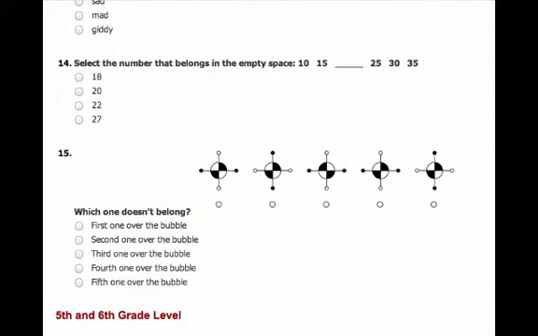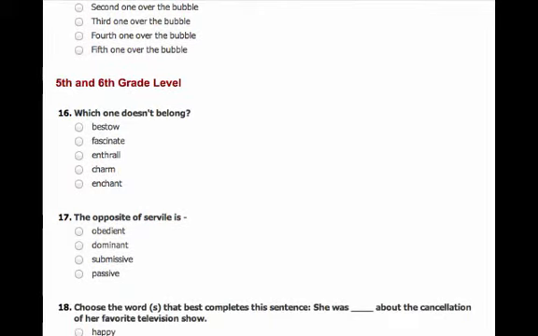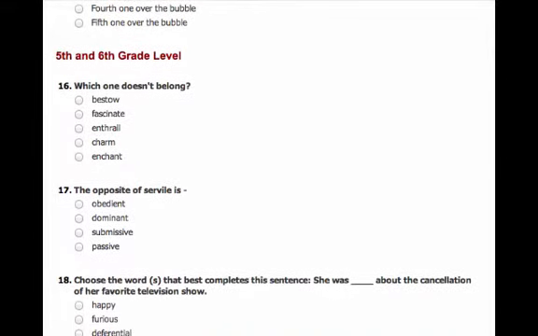Going on to the 5th and 6th grade level, you can see a verbal question here, which one does not belong. So think about a child who's learning our language. This would not be a good test for them. You have bestow, fascinate, enthrall, charm, and enchant. Which one doesn't belong? Clearly it's bestow, but for a child learning the language, that wouldn't be so clear. The next one, what is the opposite of servile? Again, very difficult vocabulary.